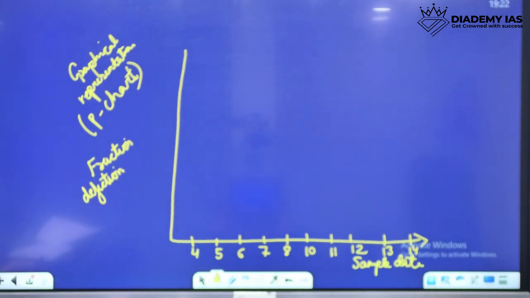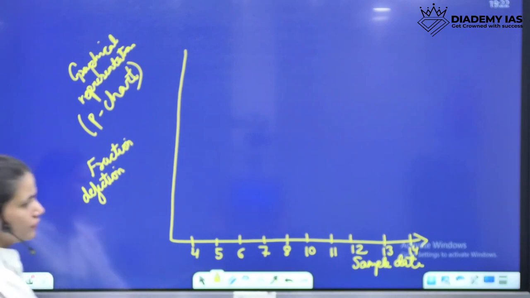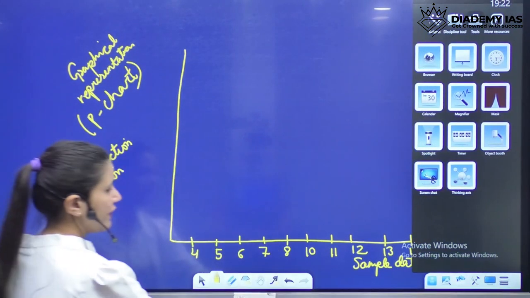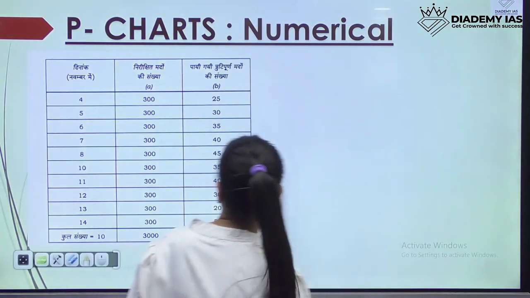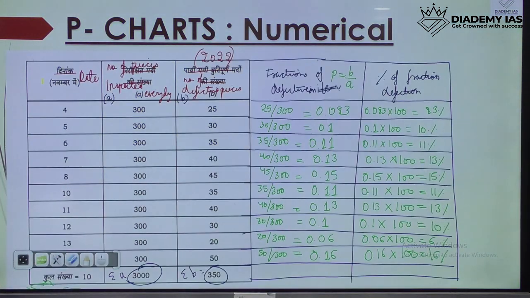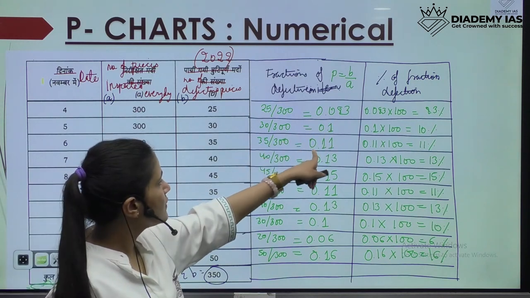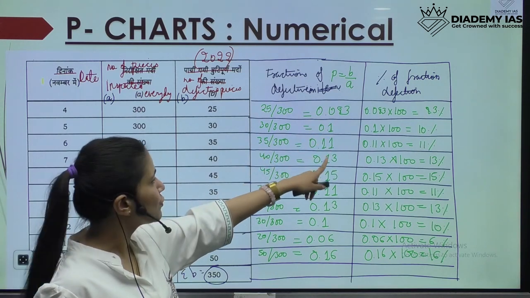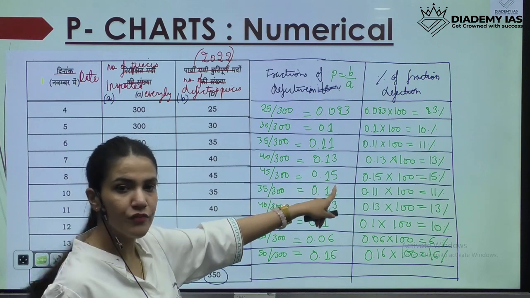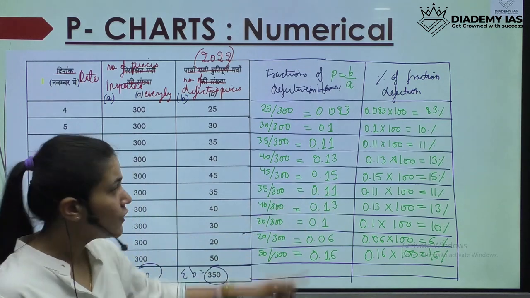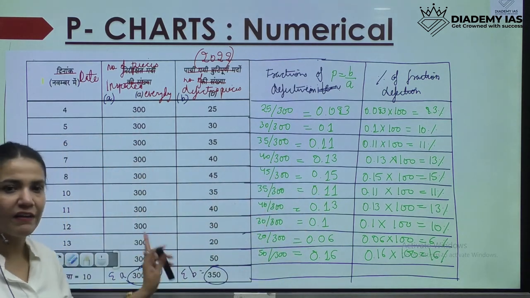Yes? So let's go back to the values of the fraction defective that we just calculated. Can you see this? 0.083, 0.1, 0.1. So this is basically 0.10, 0.11, 0.13, 0.15, and so on. Yes? So these are the values we are going to plot on the y-axis.